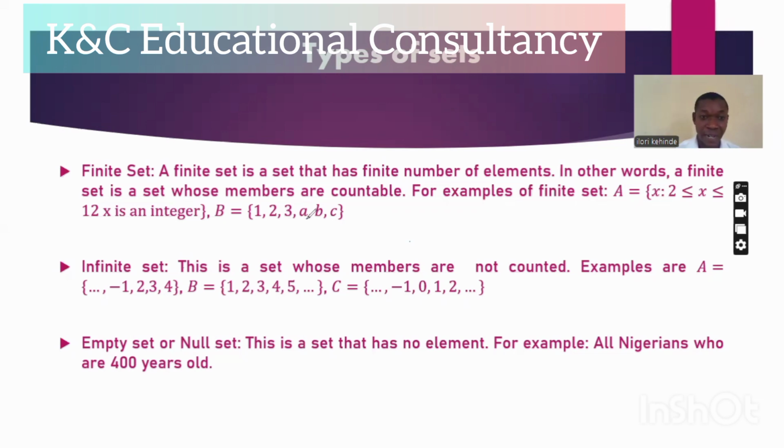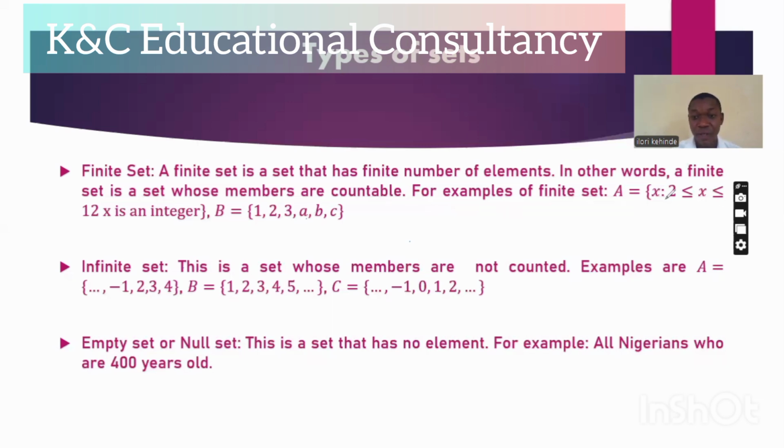We have the finite set. A finite set is a set that has a finite number of elements. That is, a set whose members are countable. You can actually count the number of elements of that set, and such a set is referred to as a finite set.